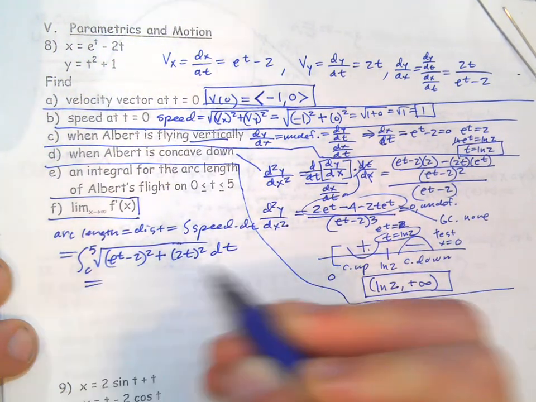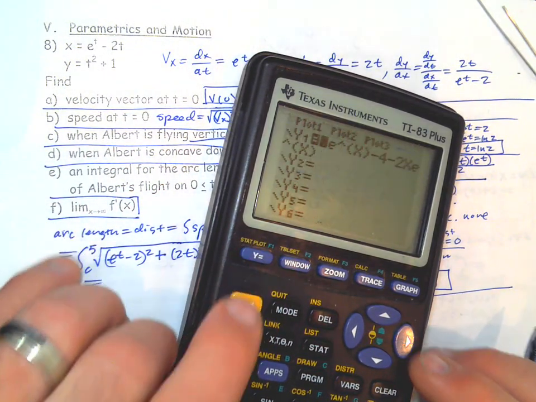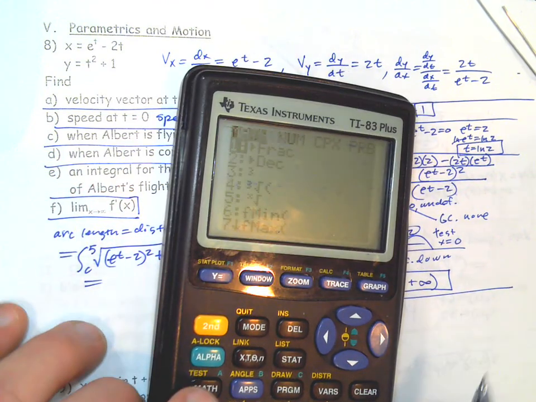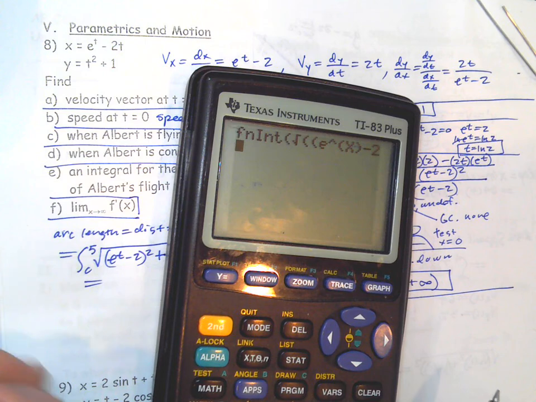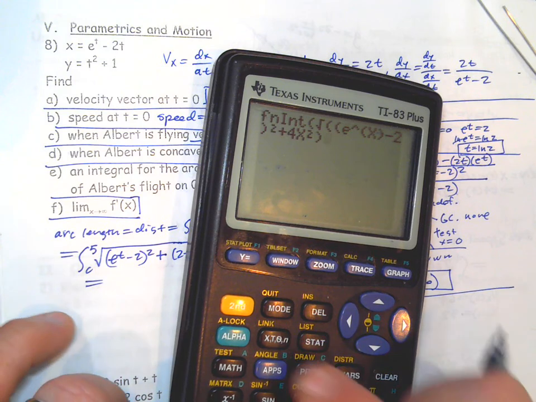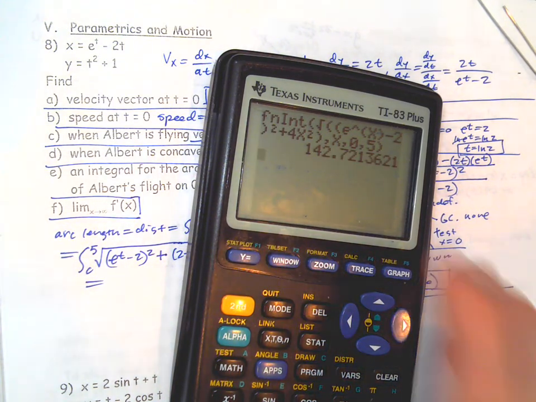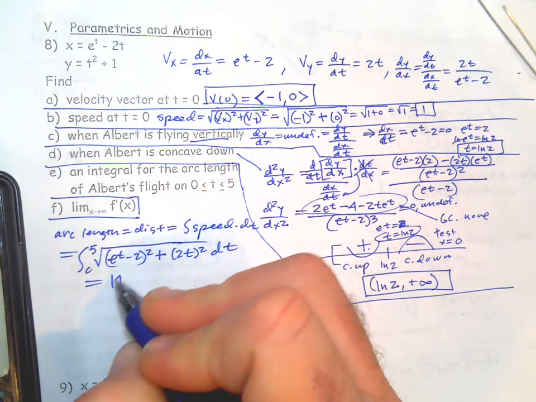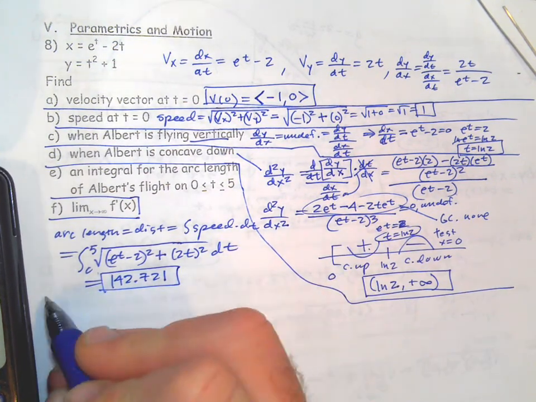So that's the integral. And then on your calculator, you could do math 9. You do square root of parentheses e to the x minus 2 close parentheses squared plus 4x squared close parentheses comma x comma 0 comma 5. In case I asked you, which I probably could ask you, the answer is 142.721 units, whatever units they are, rounded or truncated to three decimal accuracy.